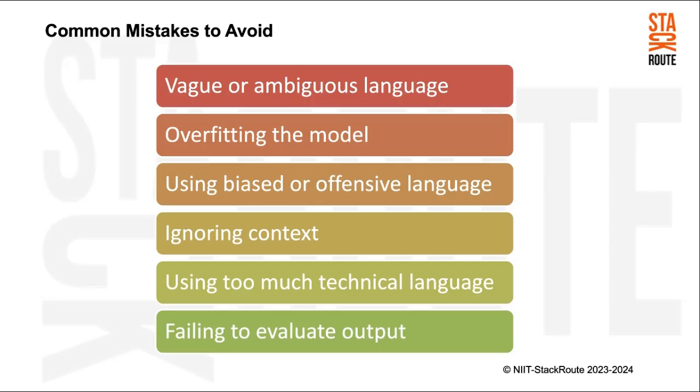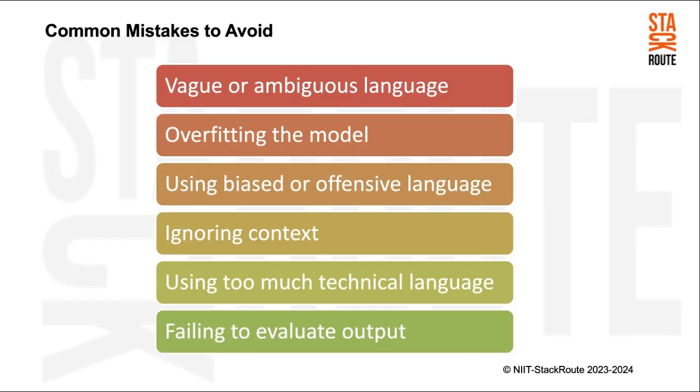The next mistake is to overfit the model. Overfitting occurs when the model becomes too specialized to a specific prompt or dataset, which can limit its ability to generate diverse and creative responses. So for avoiding this, you should use a variety of prompts and input formats to encourage the model to generate a wide range of responses.